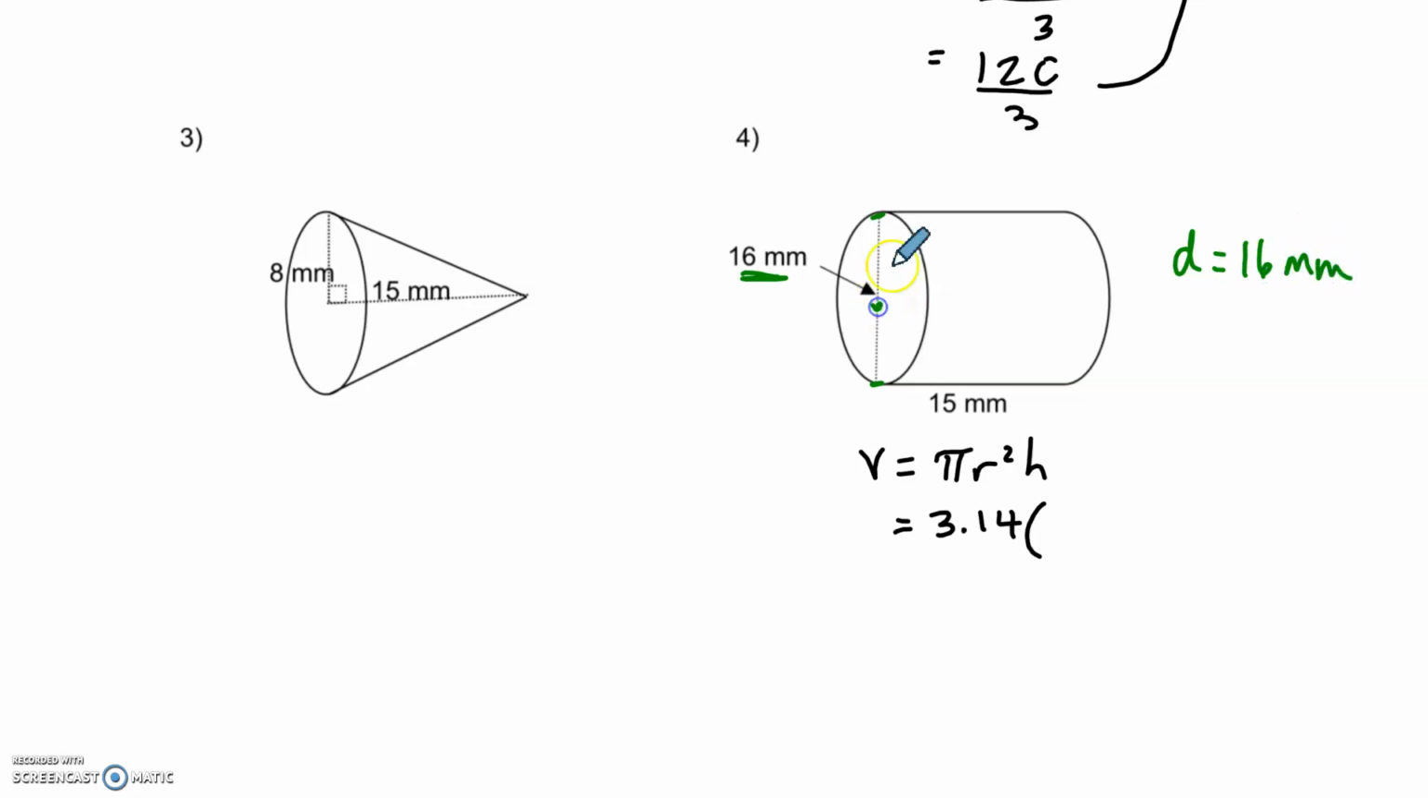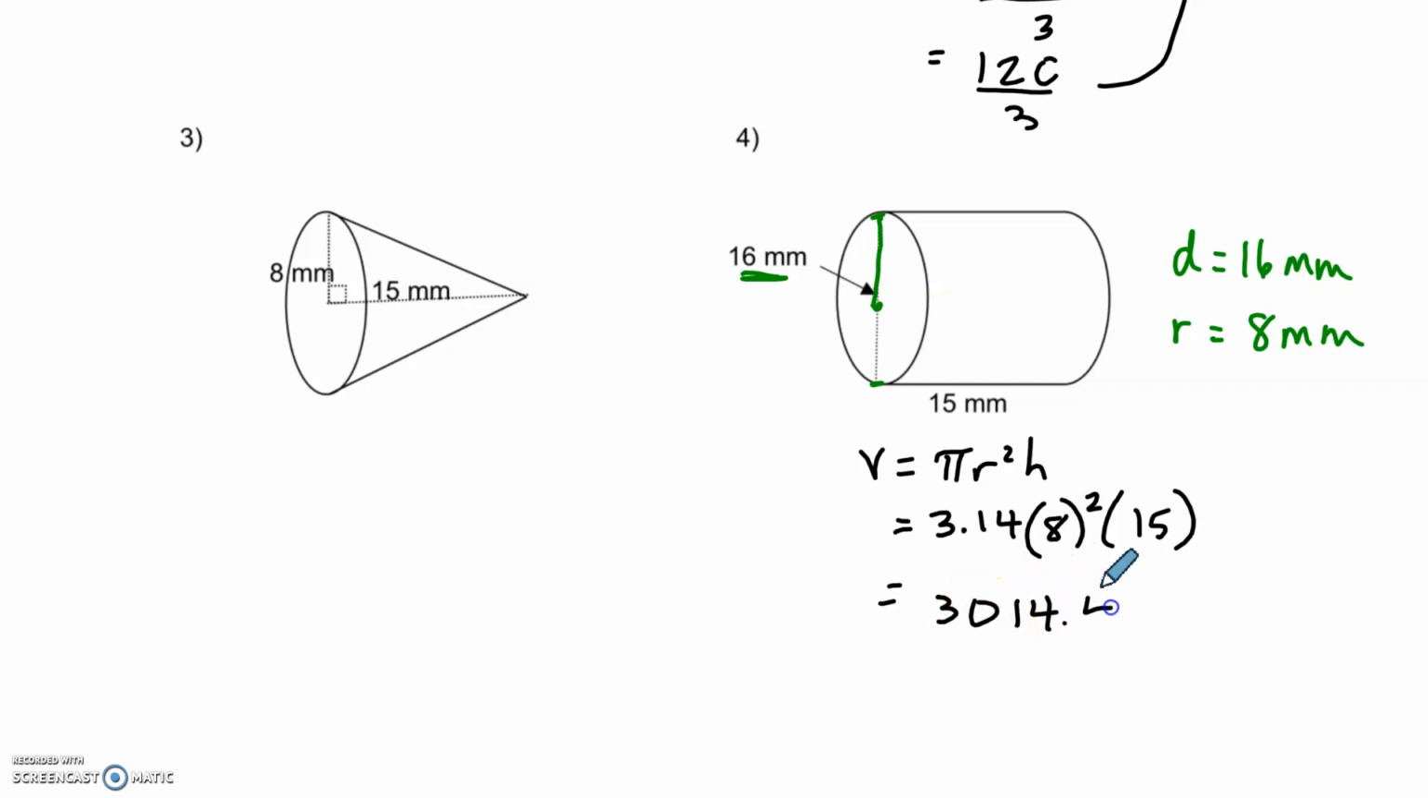That means that the radius is going to be half that, because remember, radius is just from the center to the edge, so the radius is 8 millimeters. And so I'll make sure I substitute in 8 instead of the 16. And that radius is squared times the height, which is 15. All right, I'm going to go ahead and put that in my calculator. So I have 3.14 times 8 to the exponent 2 times 15. And my answer is 3,014.4 millimeters cubed. And it's already to the nearest tenth, so I don't have to worry about rounding.